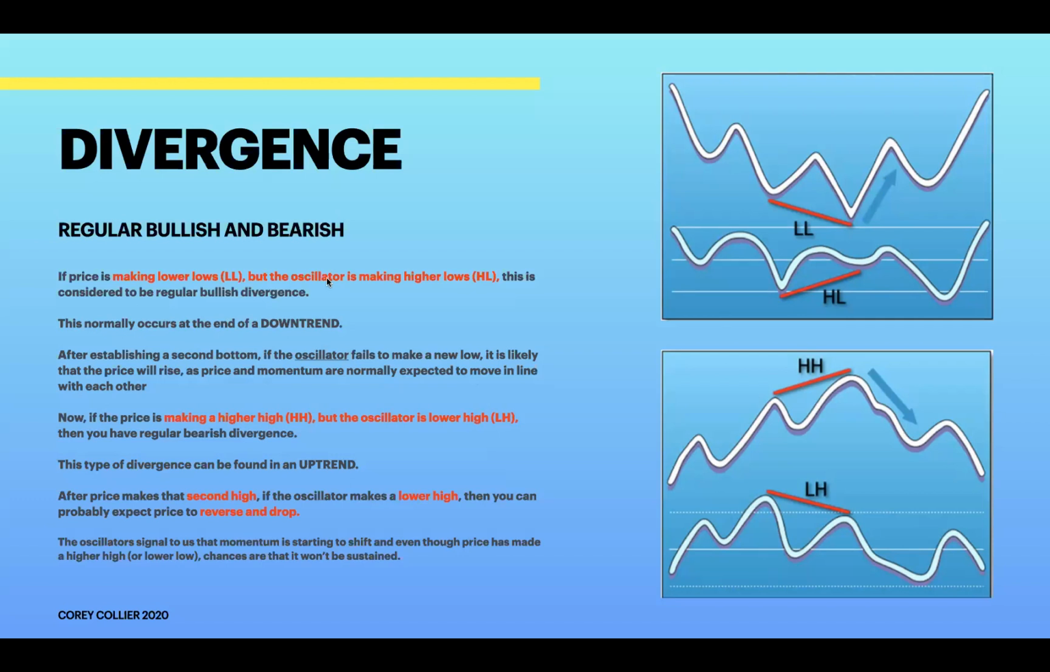Now, if price is making a higher high, but the oscillator is making a lower high, then you have regular bearish divergence. This type of divergence can be found in an uptrend. After price makes the second high, if the oscillator makes a lower high, then you can probably expect price to reverse and drop. The oscillator signals to us that momentum is starting to shift, and even though price has made a higher high or a lower low, chances are that it won't be sustained.